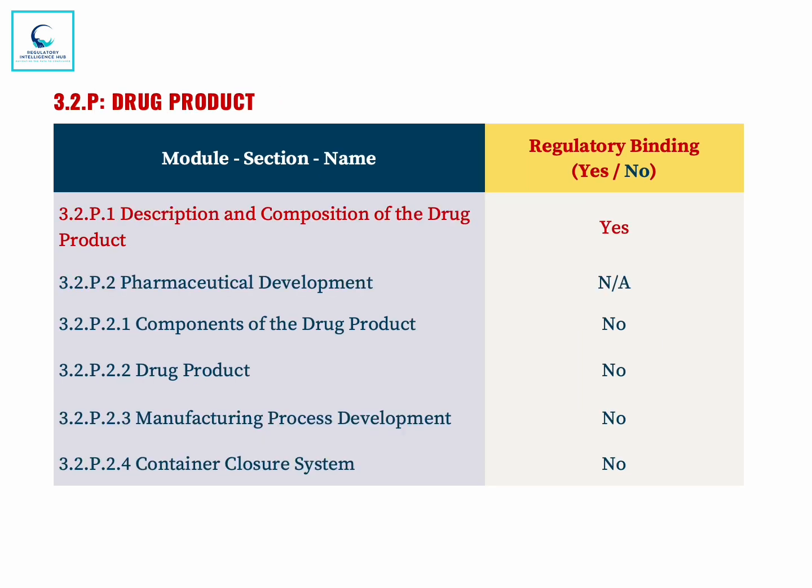3.2.P Drug Product, description and development. Drug product composition is binding because it defines the approved formulation. Pharmaceutical development studies, however, are generally non-binding. These studies explain why the formulation was selected but do not themselves establish the approved condition. This distinction provides flexibility for continued formulation knowledge generation.